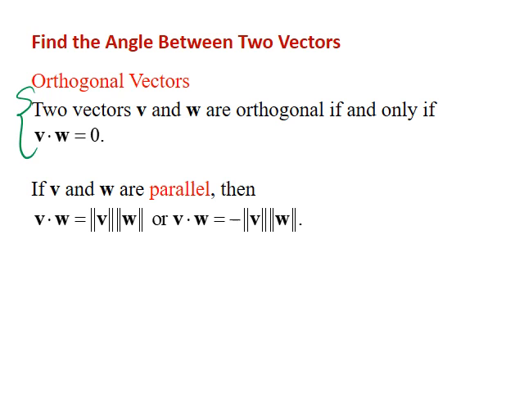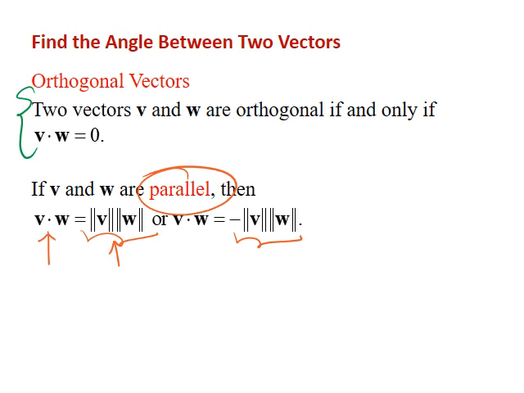Now, vectors can also be parallel, and these vectors will be parallel if the dot product is equal to the product of the two magnitudes or the opposite of the product of the two magnitudes. So basically what you'll do is you'll find the dot product, you'll find each of the magnitudes and multiply them. If they're equal or opposites, then the two vectors are said to be parallel.